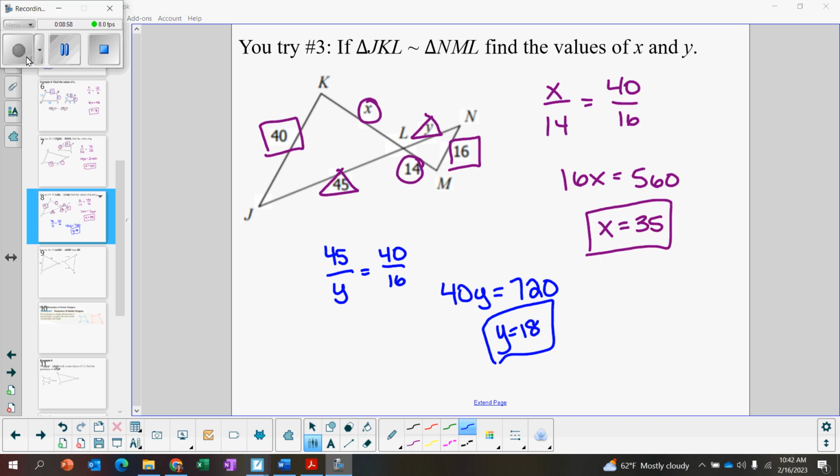All right, try three. We would get x is 35 and y is 18. Both times I'm solving for a variable, I need to set it equal to an equation that does not have any variables in it. So x over 14 was equal to 40 over 16, and 45 over y was equal to 40 over 16. Again, you can flip those all over as long as you flip everything, and it'll still be good.